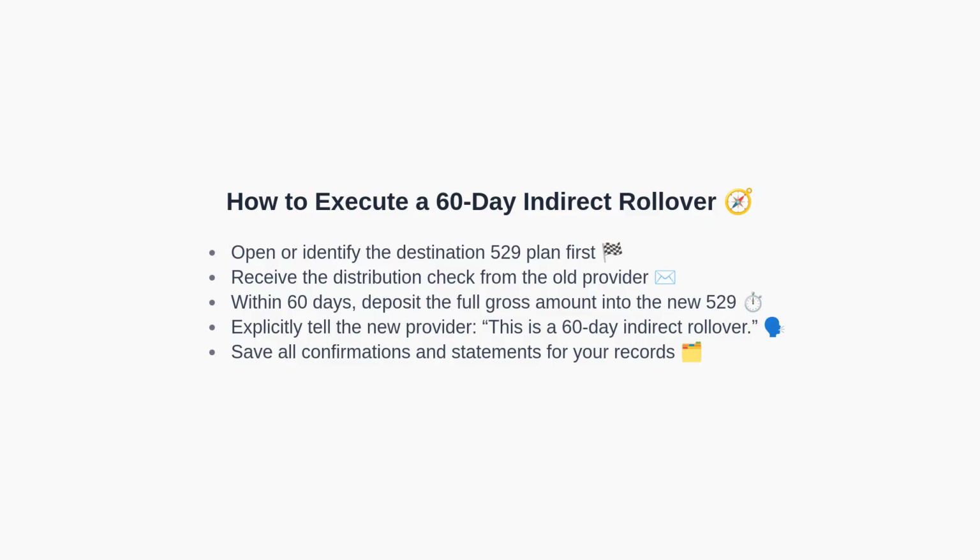Now, here are the practical steps. First, ensure the destination 529 account is open and ready. Second, receive the distribution check from your old provider. Third, deposit the full amount into the new plan within 60 days. Fourth, and most critically, instruct the new provider that this deposit must be coded as a 60-day indirect rollover. Do not allow it to be treated as a standard contribution. Finally, save all documents, including confirmations, statements, and any correspondence.